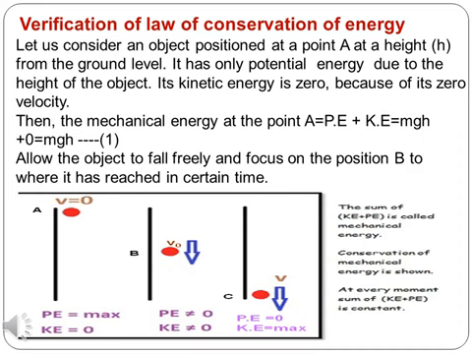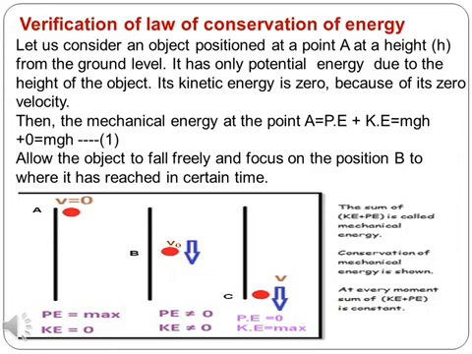Now, let us discuss how we can verify the law of conservation of energy. Let us consider an object which is positioned at a point A at a height h from the ground level. It has only potential energy due to its height from the ground level. Its kinetic energy will be equal to 0 because it has 0 velocity.